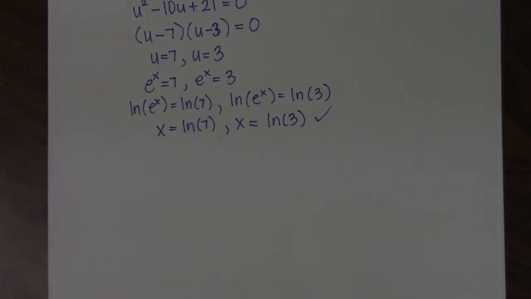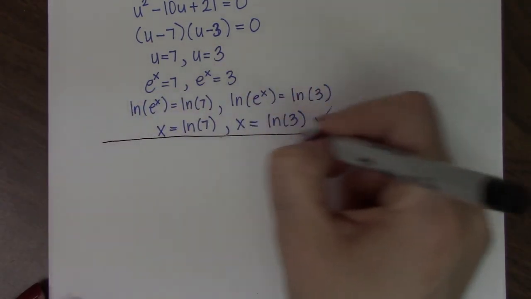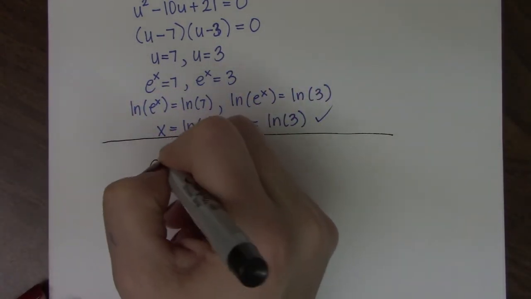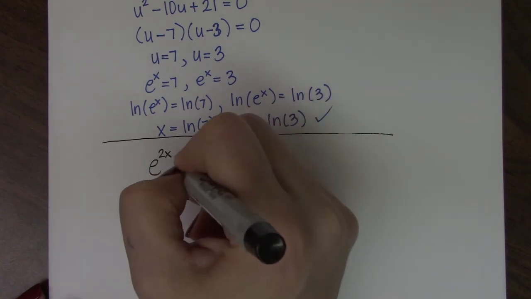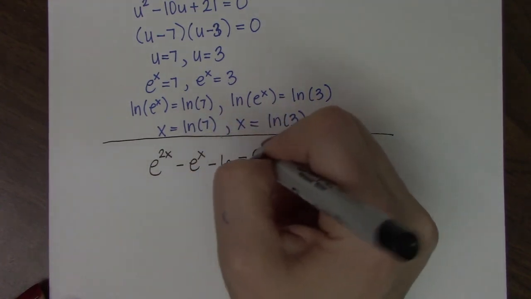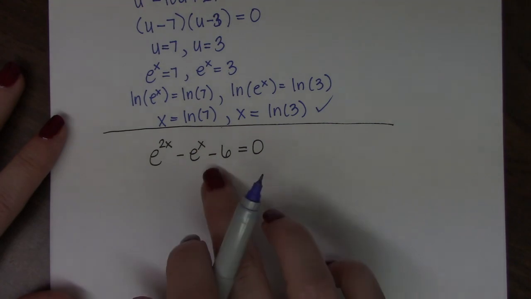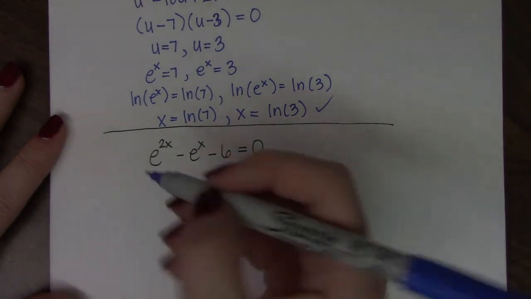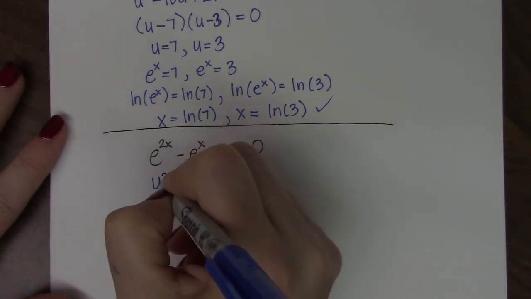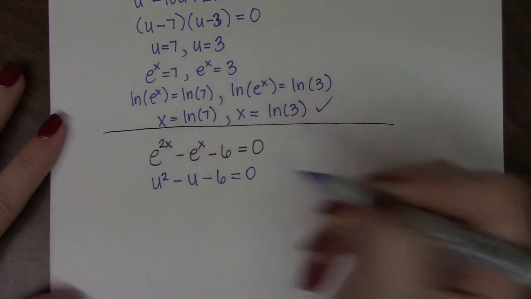But what if we tried to do this with another problem? All right, so let's look at another one. What if I'd had e to the 2x minus e to the x minus 6 equals 0? Well, I still would have used my same substitution. I still would have let u be e to the x and u squared be e to the 2x. So this would be u squared minus u minus 6.